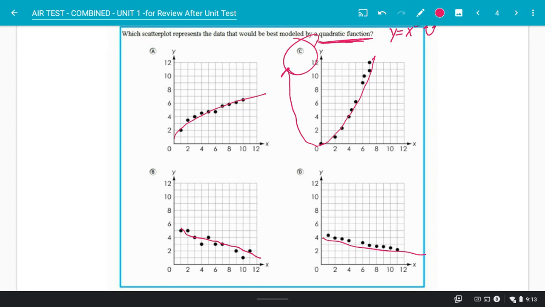How many people got that one? Is there anybody in here that got that one without guessing? Thank you for your honesty. Thank you for your honesty. Okay? I appreciate that.